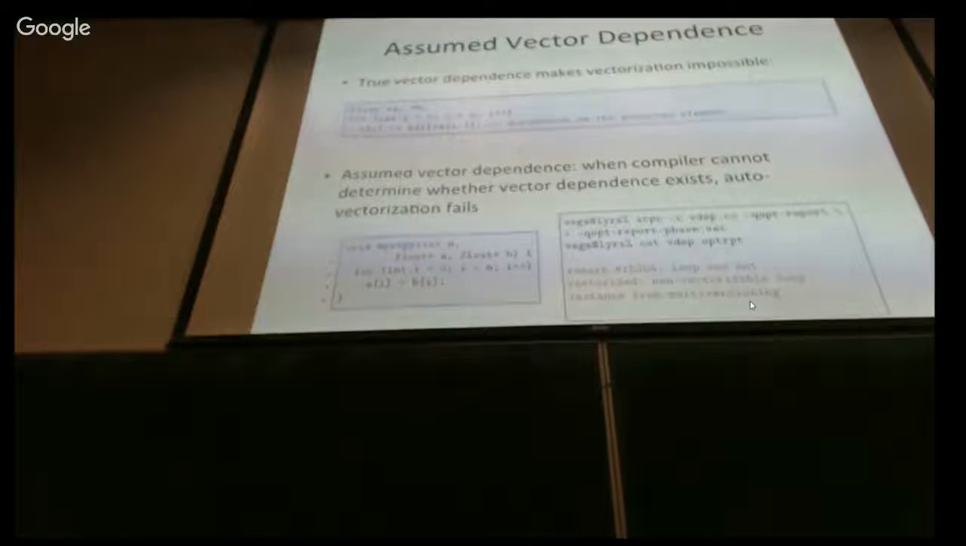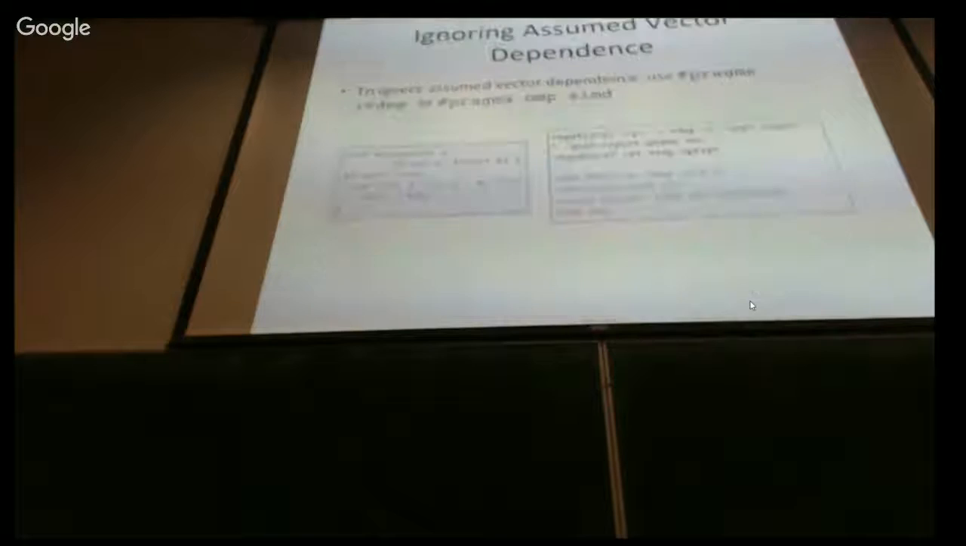Assumed vector dependence is when the compiler cannot determine whether vector dependence exists or not. And in this case, auto-vectorization will fail when it really shouldn't if the dependence isn't there. If you use the vectorization report at compile time, it'll report that in the lower left example, the loop was not vectorized: non-vectorizable loop instance from multi-versioning. Okay? So that's the same as aliasing.